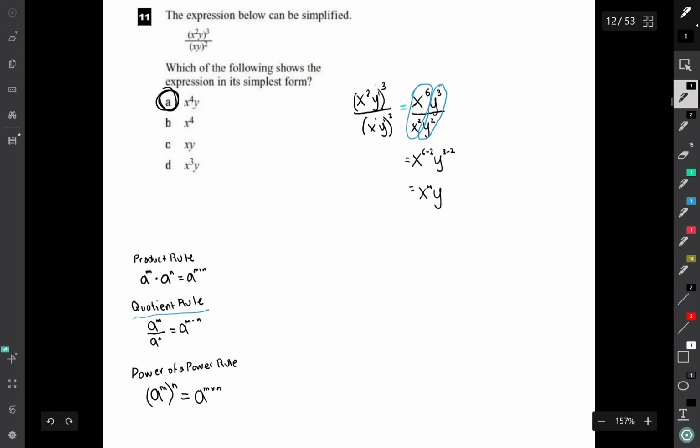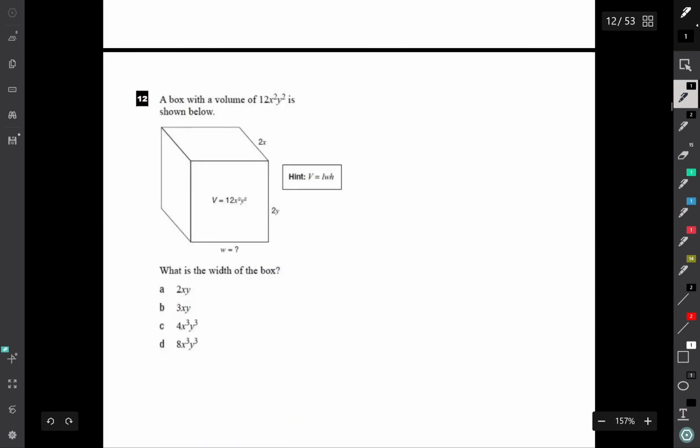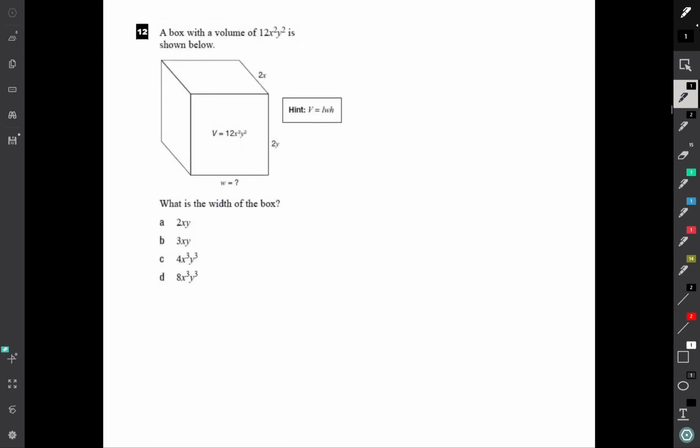Let's move on to the next question. Okay, another volume question. So, a box with a volume of 12x squared y squared is shown below. It tells us the volume, and I can see from the diagram that it also tells us 2 of the 3 dimensions. But it doesn't tell us the width. So we have the length and we have the height, but we don't have the width.